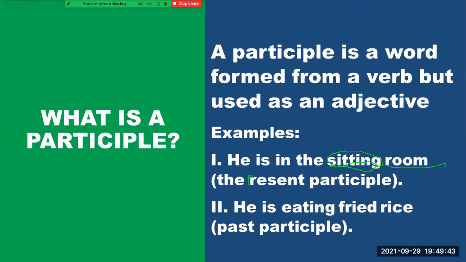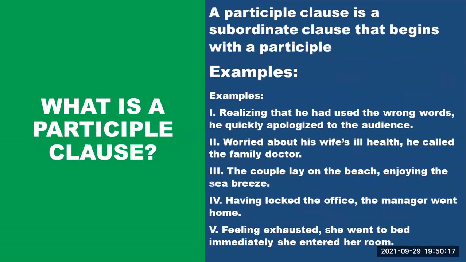Now, the second example is he is eating fried rice. The word fried is formed from fry, which is a verb, to fry. Fried is the past participle. So here we can identify two types of participle. This is the present participle, and this is the past participle. So that is what a participle is about.